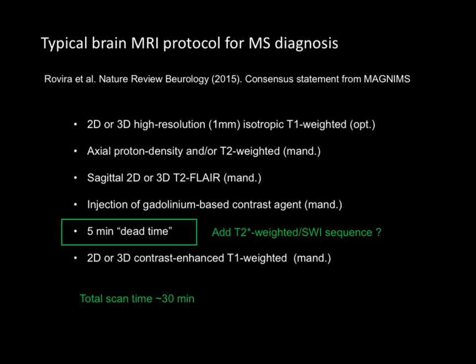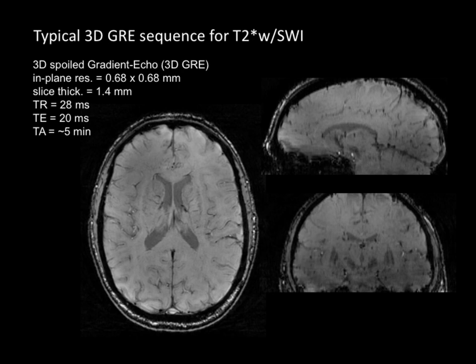And some people have been squeezing research sequences in for their own purpose, but you could think about actually using that time to run whatever sequence you want to detect your veins. Could be this T2 star, could be the SWI sequence. And you will not add any extra time, so you're still compatible with all the clinical pressure that you encounter in private centers and clinics.